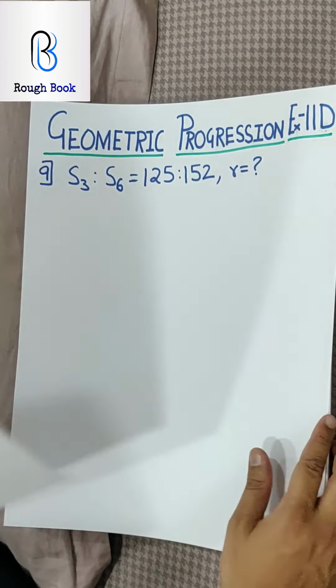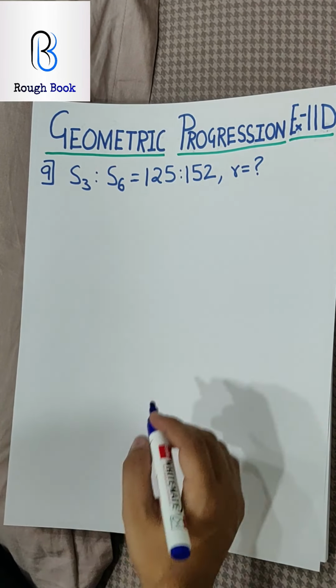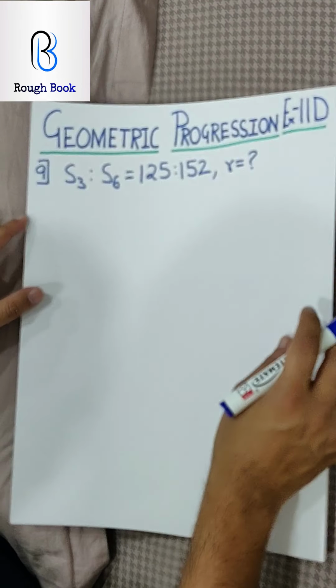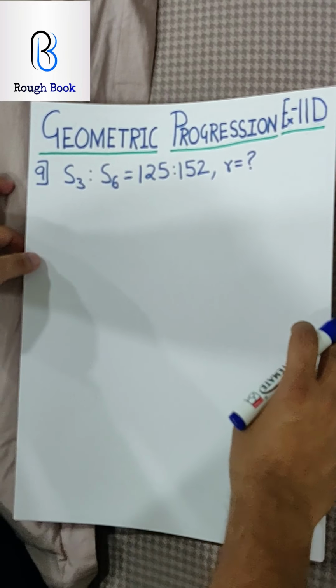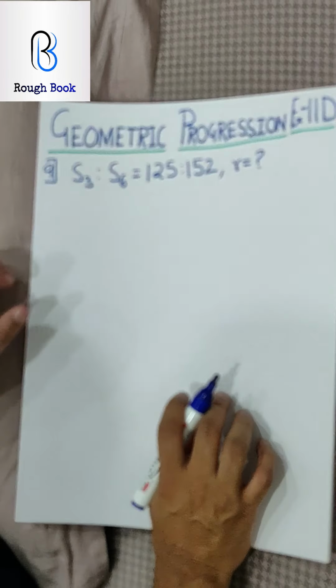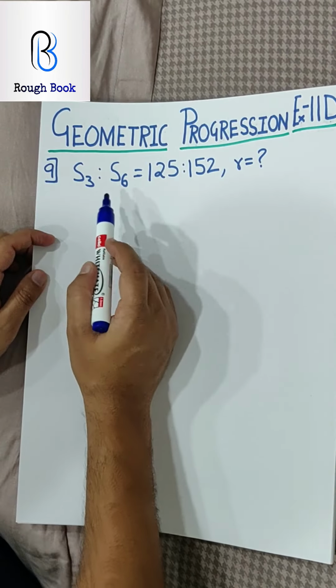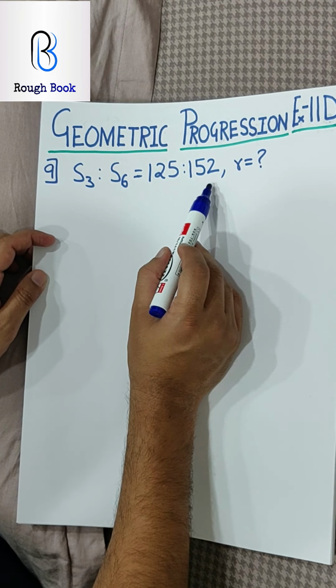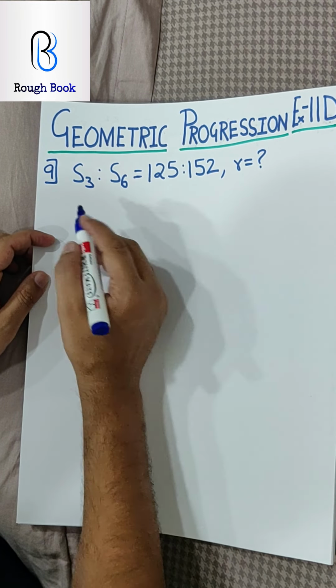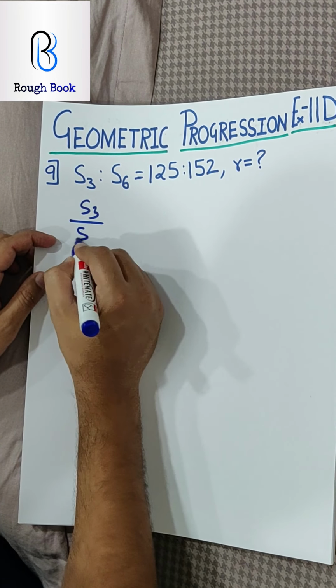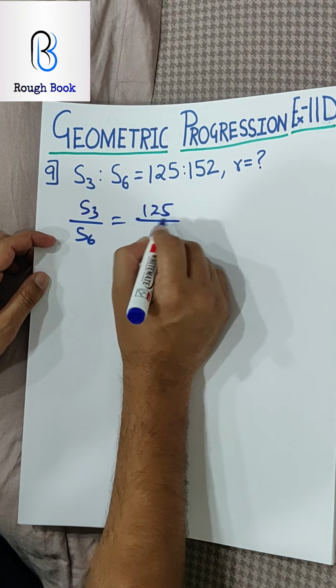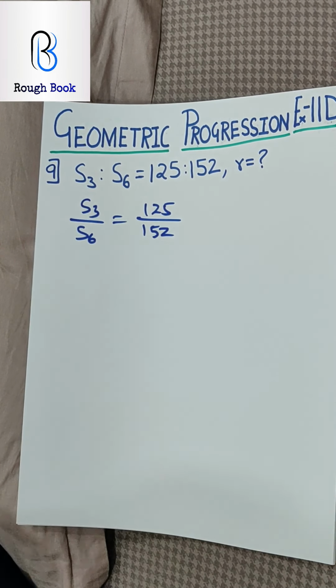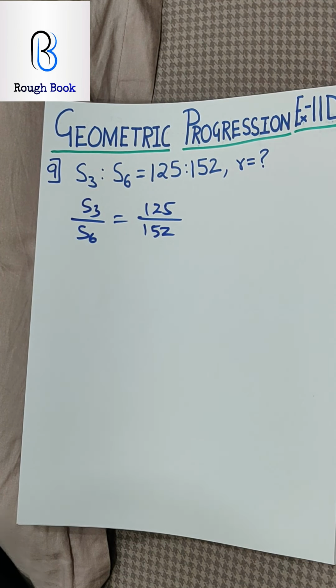So let's hit it. Today everyone should pause the video each time a new question arises and manage to go ahead. So come on, pause, sum number 9, read and go ahead. In a GP, the ratio between the sum of the first 3 terms and 6 terms is 125 by 152. Find the common ratio. So S3 by S6 is 125 by 152. Come on, take this forward and get me the final answer.